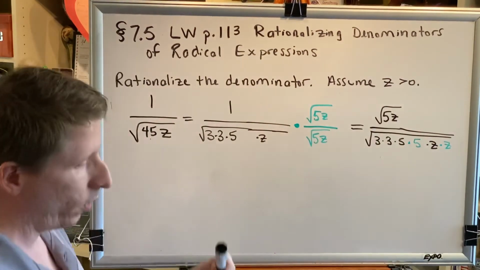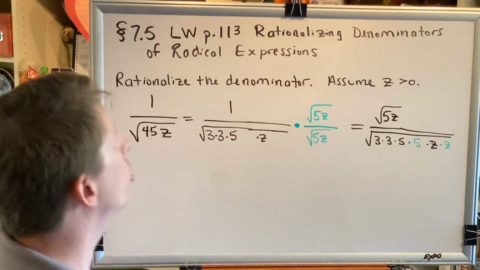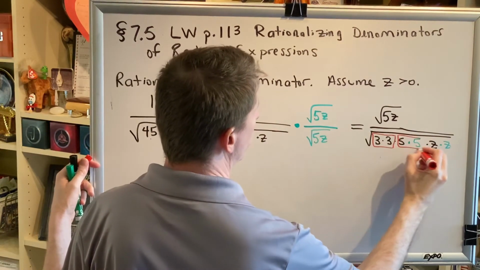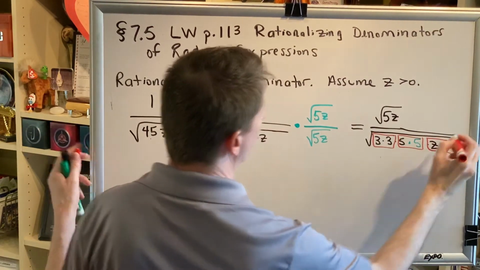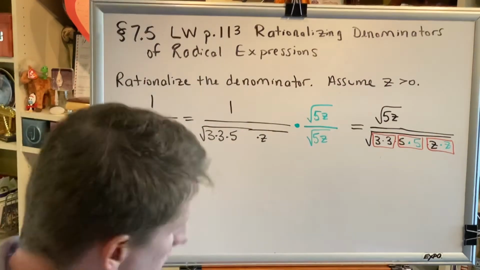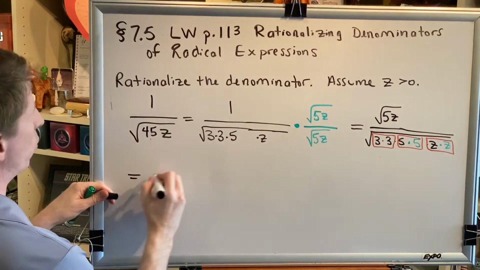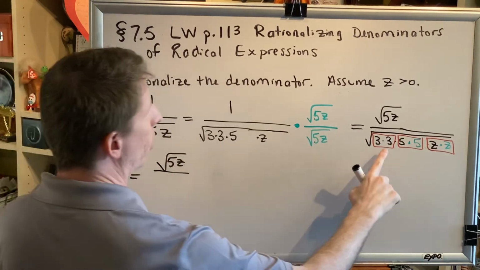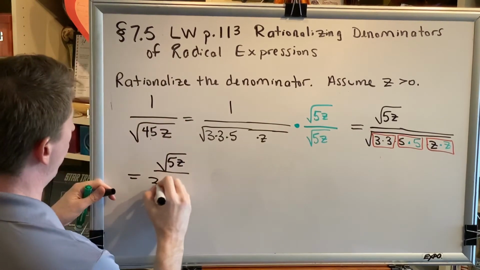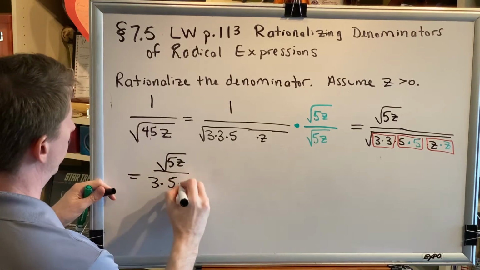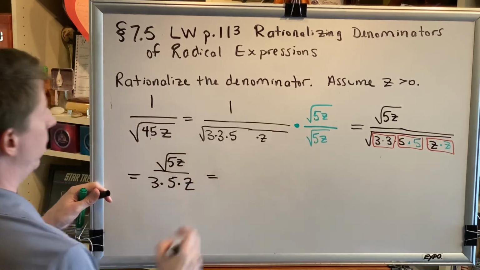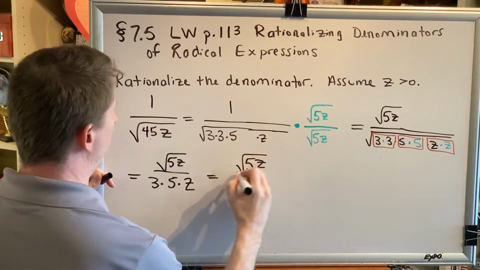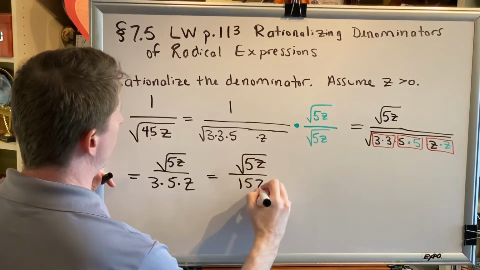And because it's a square root, we need to make perfect groups of 2. So here's a group of 2, here's a group of 2, here's a group of 2. Each group sends one representative out to multiply. So what comes out is a 3, a 5, and a z, no radical anymore. Now put it all together. Our final answer is the square root of 5z over 15z.